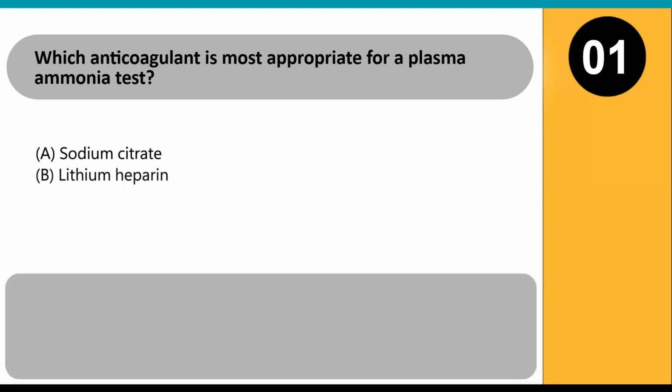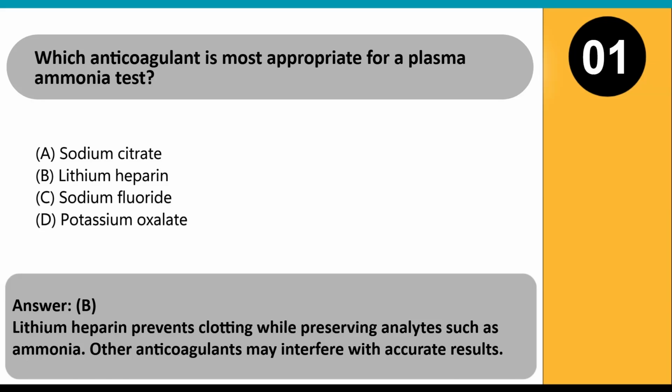Which anticoagulant is most appropriate for a plasma ammonia test? A. Sodium citrate. B. Lithium heparin. C. Sodium fluoride. D. Potassium oxalate. Answer B. Lithium heparin prevents clotting while preserving analytes such as ammonia. Other anticoagulants may interfere with accurate results.